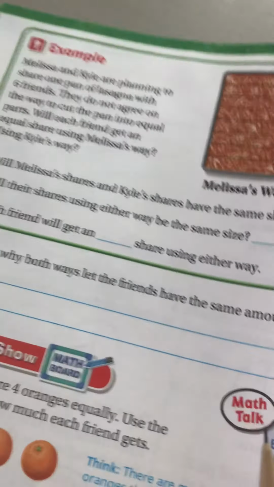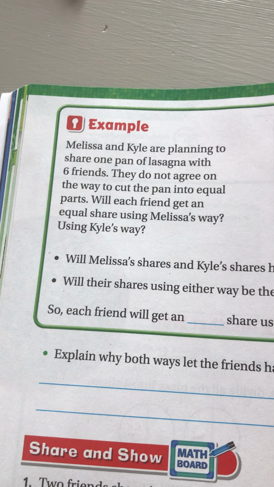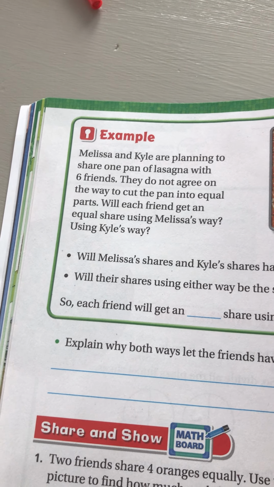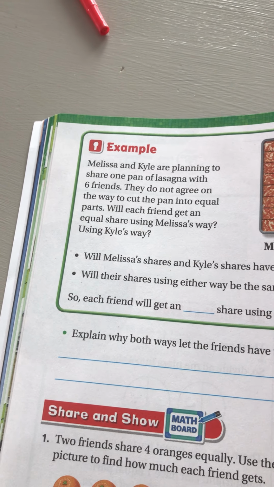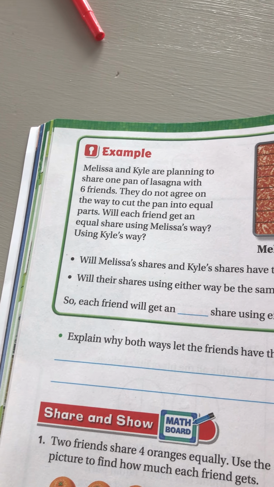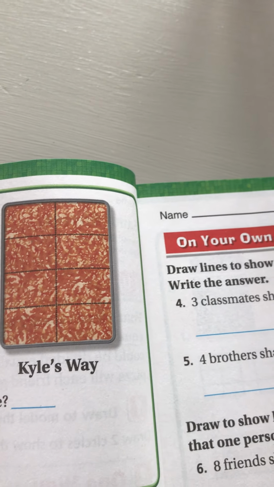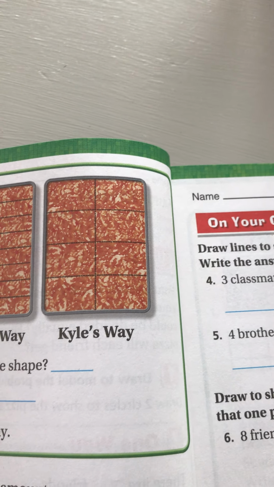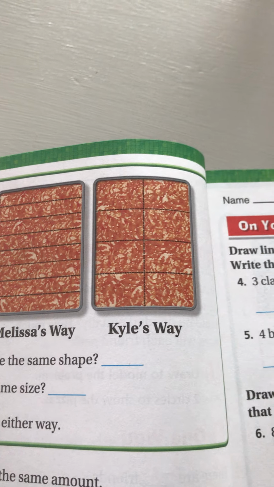All right, next page, here we go. Melissa and Kyle are planning to share one pan of lasagna with 6 friends. They do not agree on the way to cut the pan into equal parts. Will each friend get an equal share using Melissa's way? Using Kyle's way? Well, let's look at them. They cut it into 1, 2, 3, 4, 5, 6, 7, 8. They cut it into 8 pieces, all right?